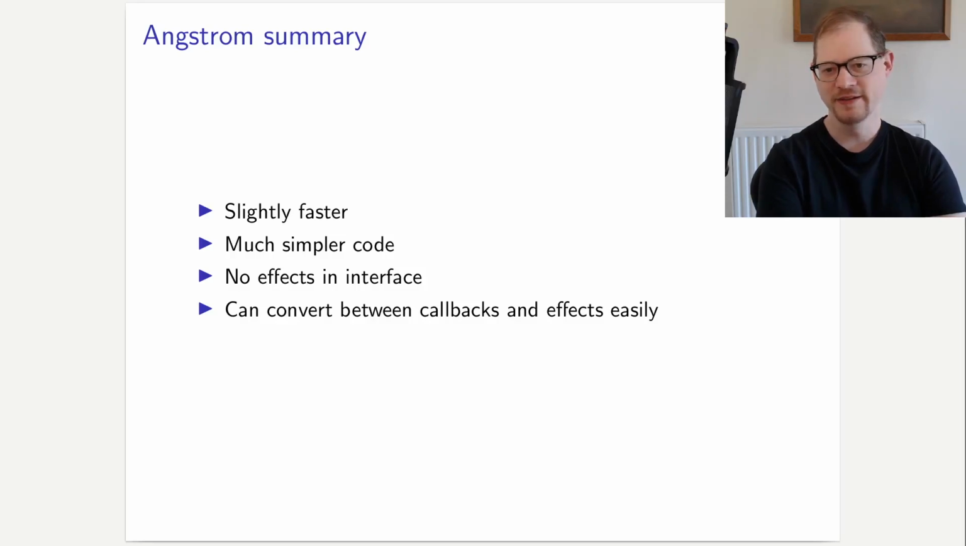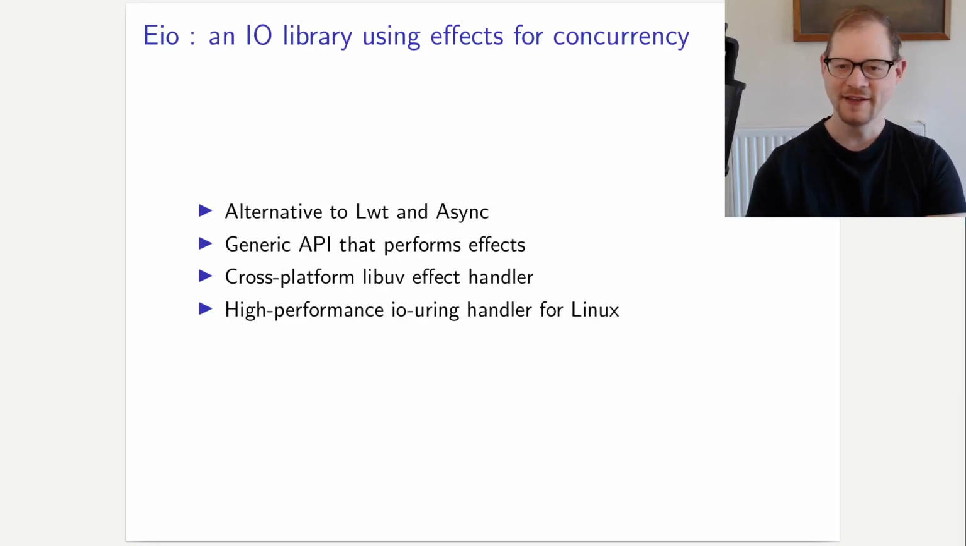Now, so far we've been assuming the existence of some concurrency library using effects, and I'd like to talk about that next. We've been building an effect-based alternative to LWT or async called EIO. It provides a generic API package which performs effects and that libraries can program against, and then there are various backend packages that handle the effects. We've got two backends at present. There's a libuv one that works on Linux and macOS at least, and probably other platforms as well. And we've got a high-performance IO uring backend for Linux.